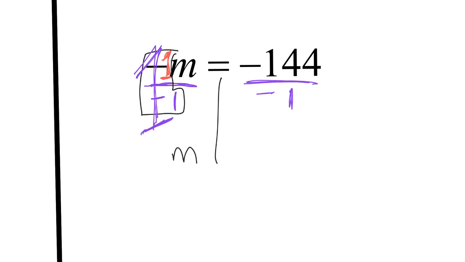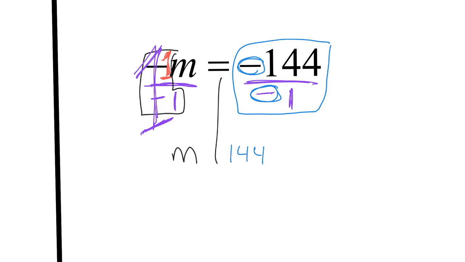On the right side, you guys have to be careful with the signs, because we have a negative 144 divided by a negative 1. Negative divided by negative will be positive. So that's going to be positive 144. So my answer is m equals 144.